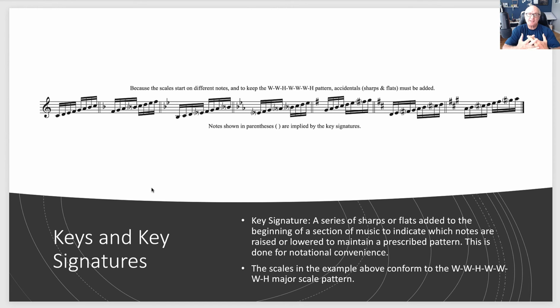So a key signature is nothing more than a series of sharps or flats added to the beginning section of the music to indicate which notes are raised or lowered to maintain a prescribed pattern. And this is done for notational convenience. The scales in the example above all conform to the whole, whole, half, whole, whole, whole, half major scale pattern.